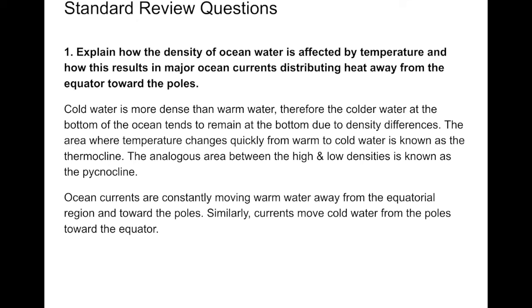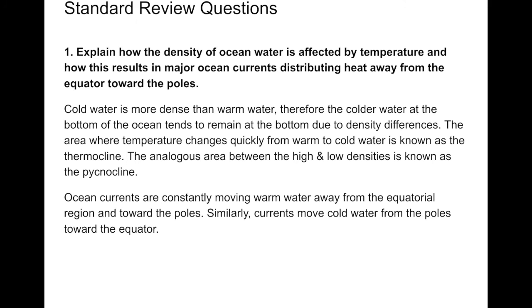So explain how density occurs in the ocean, how it affects the temperature, and how it results in ocean currents distributing heat away from the equator to the poles. Make sure you know that cold water is more dense than warm, so it's going to change the densities. You're going to start to see a difference, and the temperature is going to start changing. That temperature affects a lot of stuff like the coral reef, anything like that.